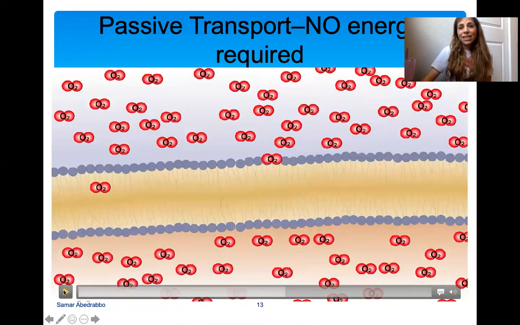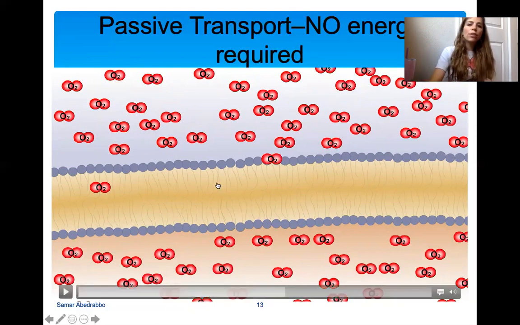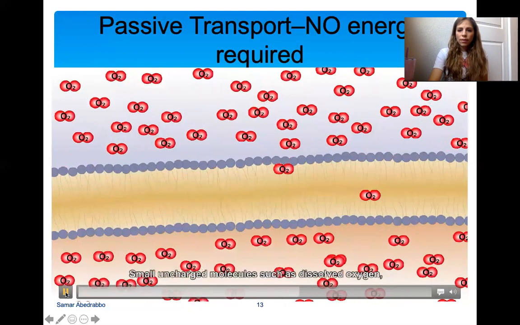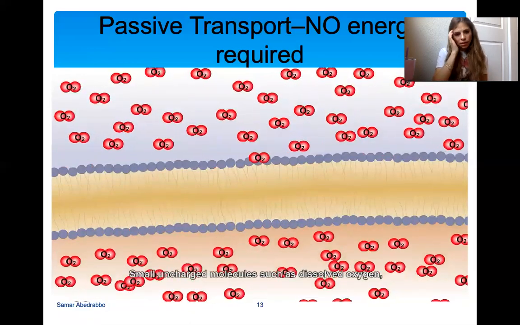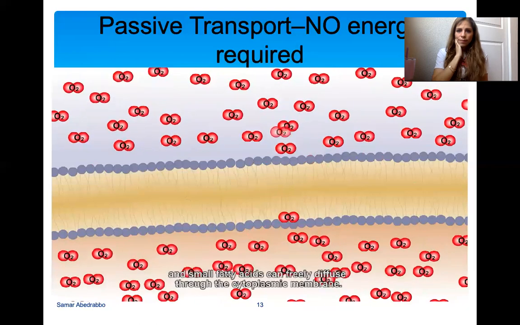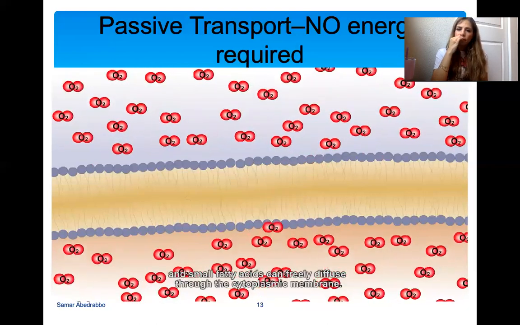So diffusion is just small molecules going in and out of the cell membrane. There's no energy required, and you're going from high to low concentration. So oxygen will go from where there's a lot of it to where there's a little of it, and there's no protein required.